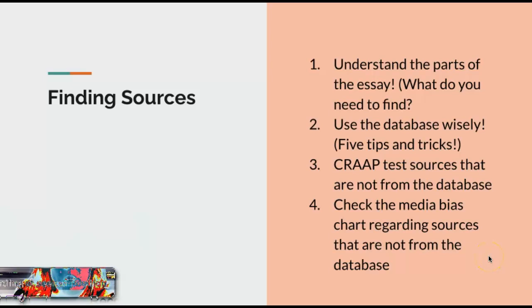First, in order to know what you need to find, you need to understand the parts of the essay that are coming up. So the outline for the essay has been available to you, but I've discovered that a lot of you aren't using that outline. So let's talk about the parts of the essay. I have 5 tips and tricks for using the database wisely. Then I'm going to talk to you about how to CRAAP test sources that are not from the database, and how to check the media bias chart regarding sources that are not from the database.